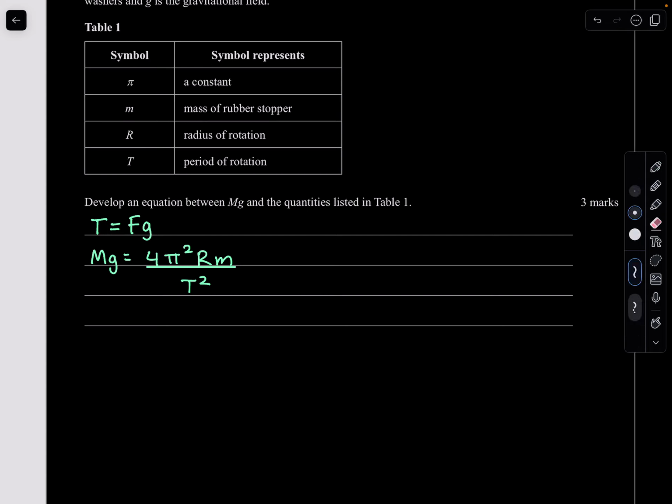Okay, let's prove that. If the force of gravity, which is mg, is equal to your tension force, which is your centripetal force, which you can write as mv squared over r. Looking at my formula sheet, velocity can be written as 2 pi r over T. Because velocity is getting squared, you're squaring this whole thing, so it's going to be 4 pi squared r squared over T squared. And then you're multiplying by the mass m.